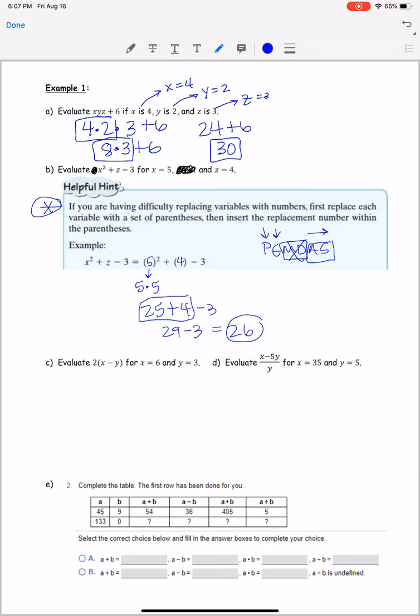Okay, we've got 2 more examples of evaluating. So, first one, you got 2 in parentheses x minus y. So, drop down your 2 parentheses. What does x represent? X is 6. So, we've got 6 minus, and then what is my y? My y is 3.